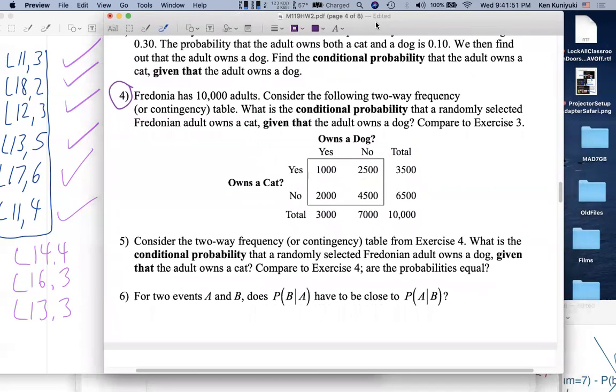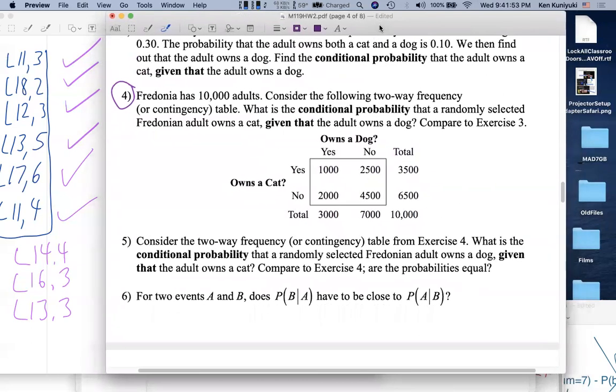So Fredonia has 10,000 adults. That's this grand total here. And we have this two-way frequency or contingency table. What is the conditional probability that a randomly selected Fredonian adult, here are all 10,000 of them, owns a cat, given that the adult owns a dog? It's important to get this order right. The probability of cat owner given dog owner.